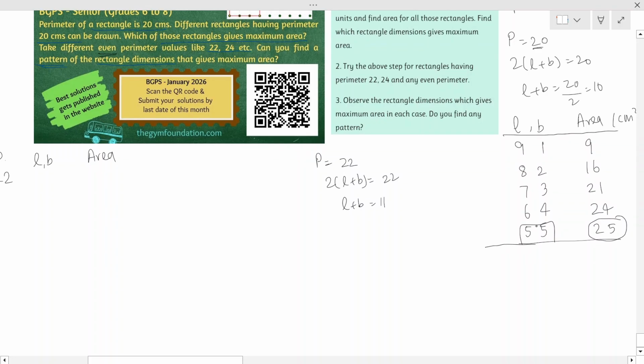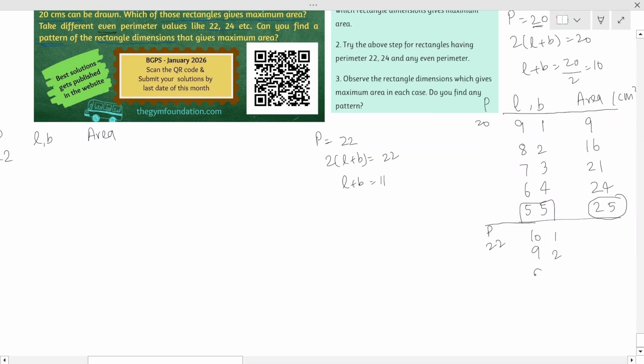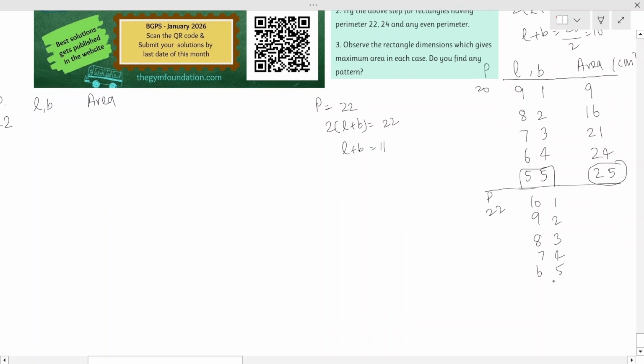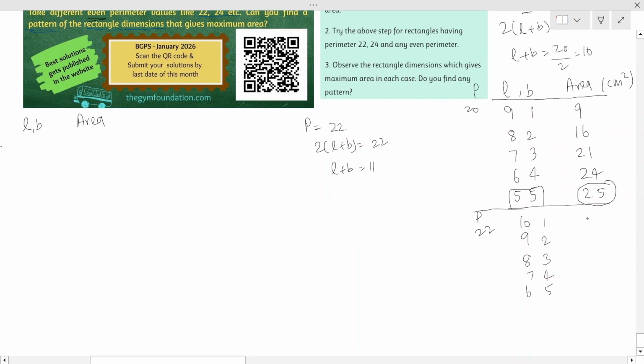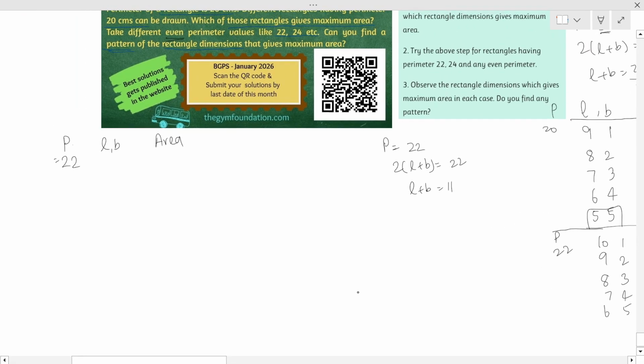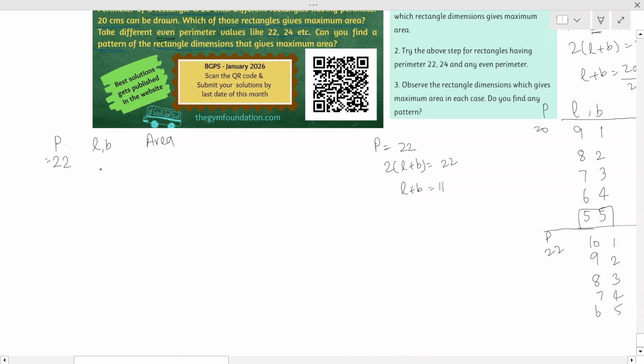So if I have another table, this is for perimeter 20 and again for perimeter 22. Then maybe you can get 10 and 1, 9 and 2, 8 and 3, 7 and 4, 6 and 5, and then 5 and 6 it repeats, right? If you put the area, 10 times 1 is 10, 9 times 2 is 18, 24, 28, and 30. Now you can use this as a secondary table and then put here your conclusion on what you get as a dimension.